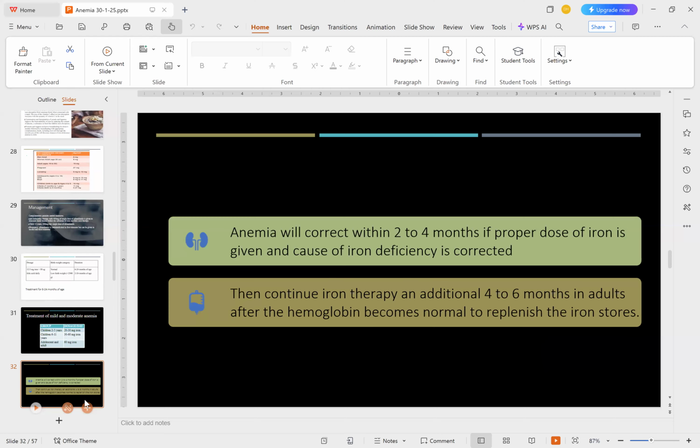Anemia will correct within 2 to 4 months if the proper dose of iron is given and the cause of iron deficiency is corrected. Then continue iron therapy for an additional 4 to 6 months in adults after the hemoglobin becomes normal to replenish the iron stores.